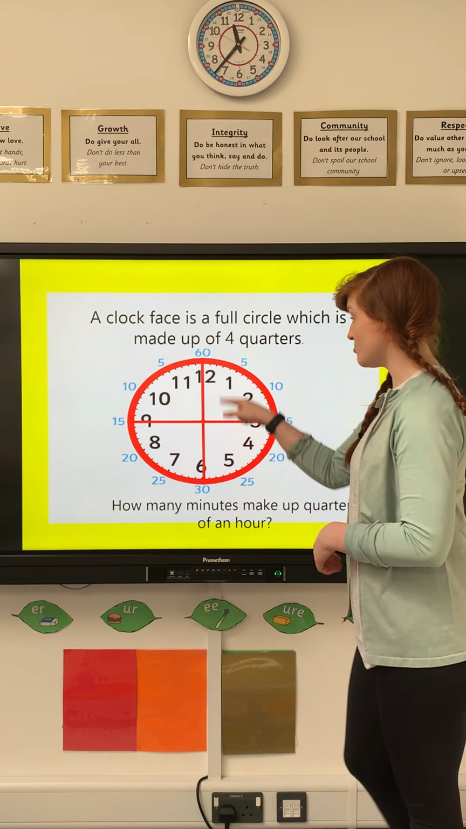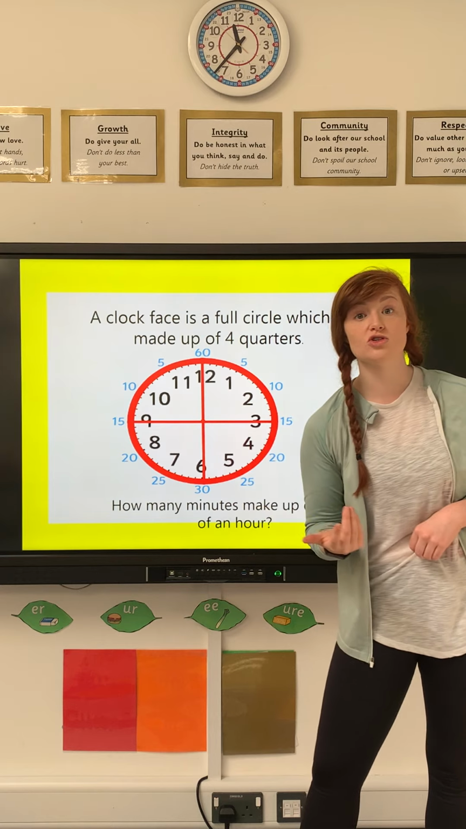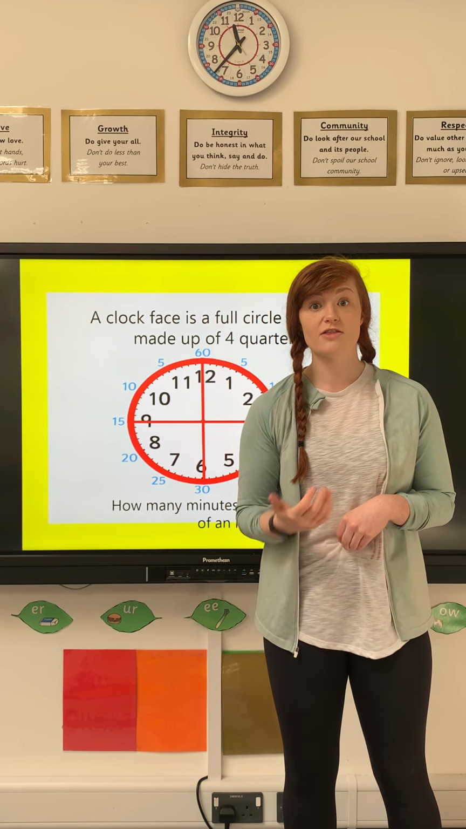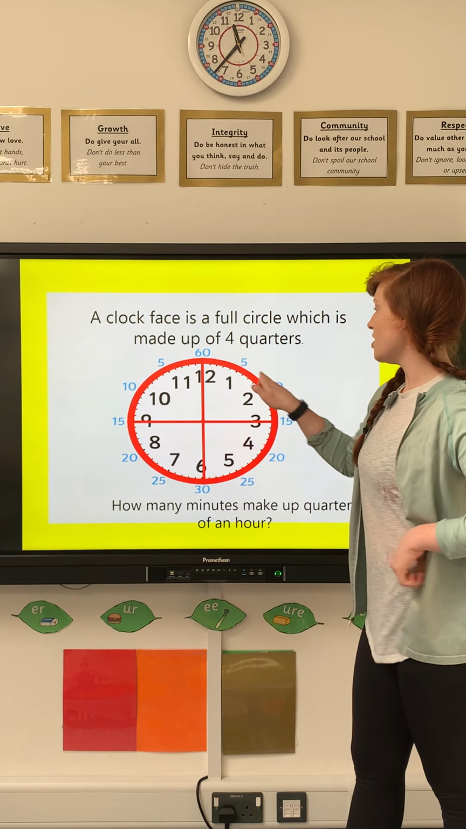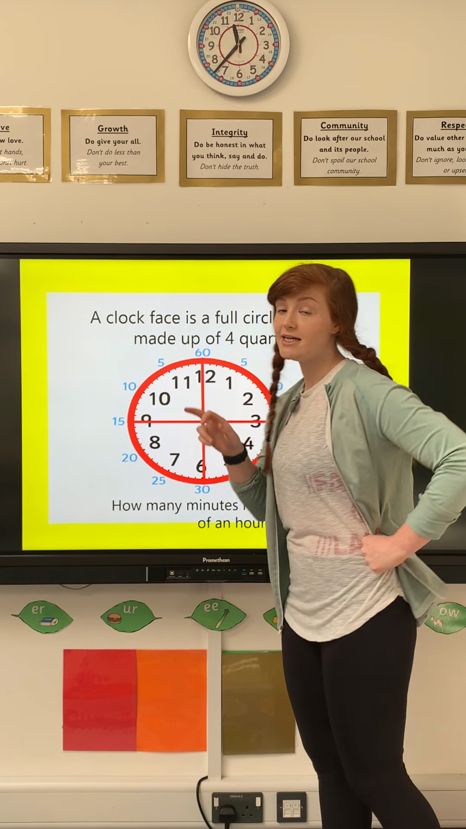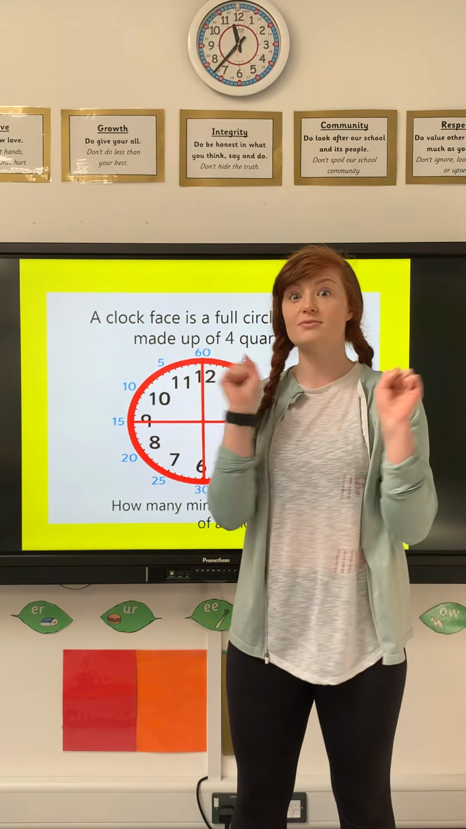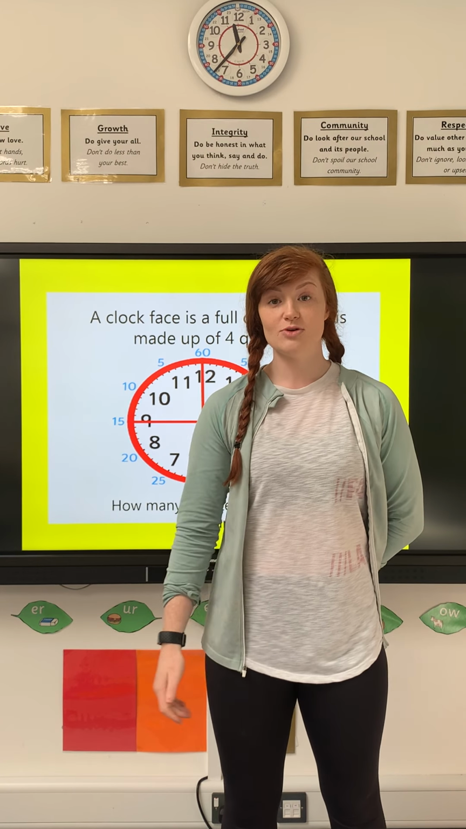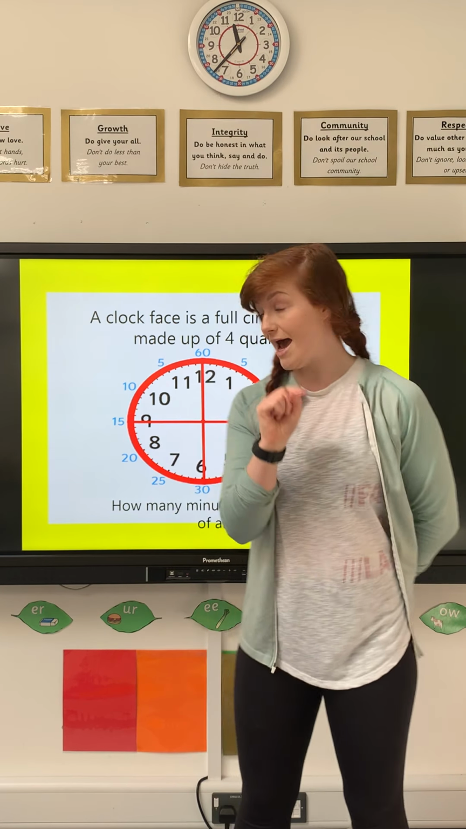So you can see here's my example of it being split into quarters. And each of those quarters is worth 15 minutes. So 5, 10, 15, 5, 10, 15, 5, 10, 15, 5, 10, 15. Because 4 times 15 is 60. And we know there are 60 minutes in 1 hour.